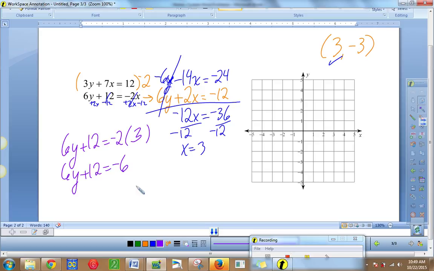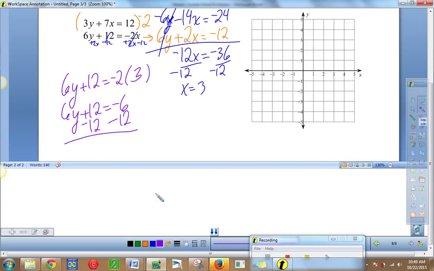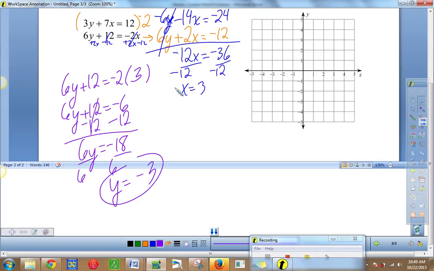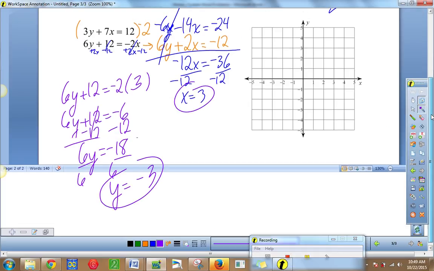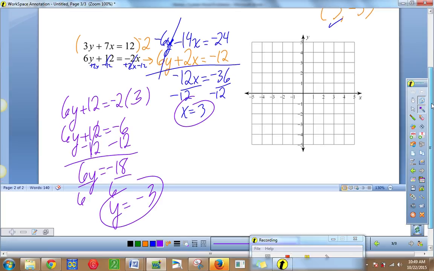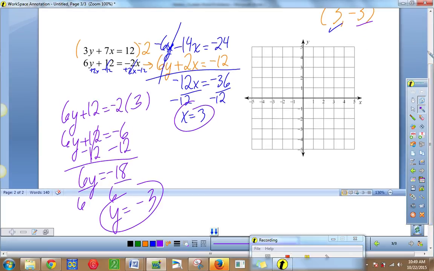Okay? Divide by 6. And y equals? Exactly what it should be. Cool? Not too bad?